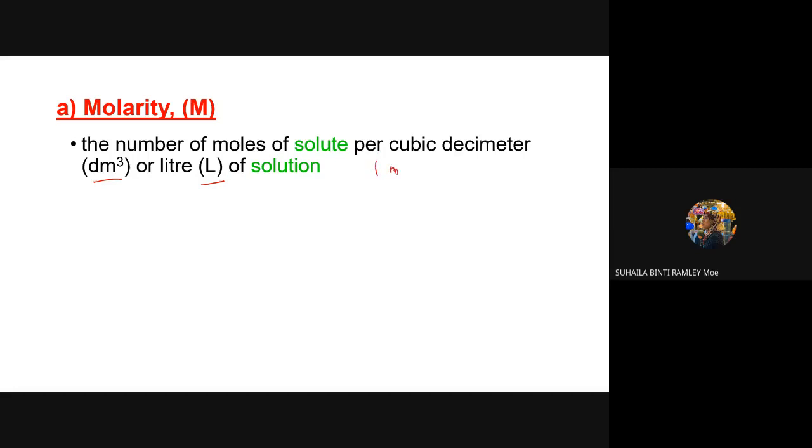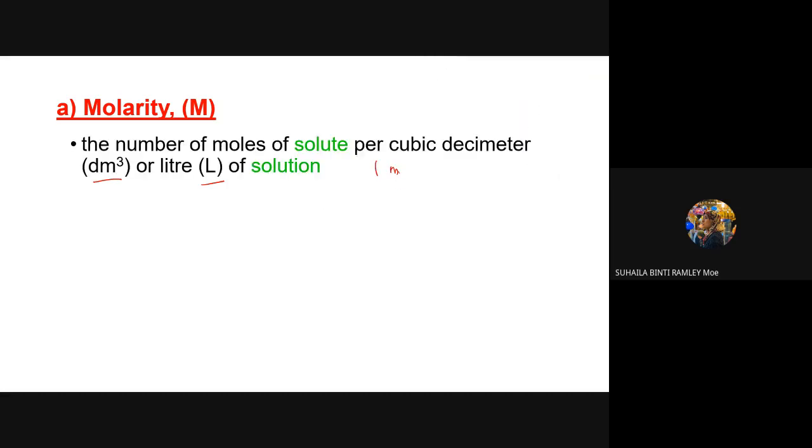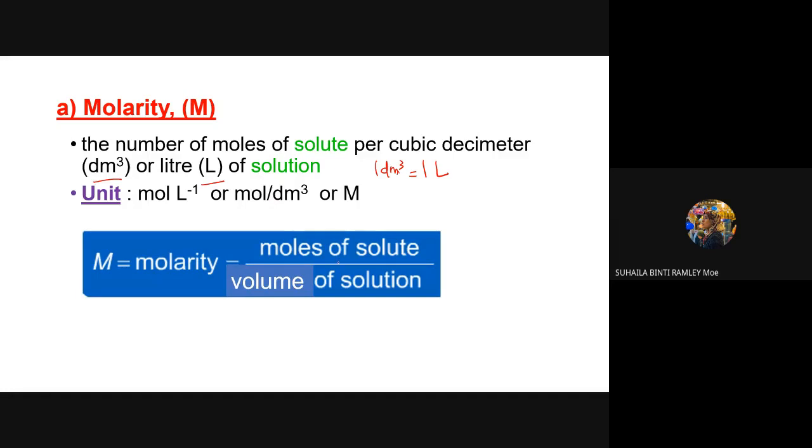Decimeter cubed and liter are the same. 1 decimeter cubed equals 1 liter. So the unit is mole per liter or mole per decimeter cubed. So we define it as moles of solute over volume of solution, and the volume of this solution must be in liter.